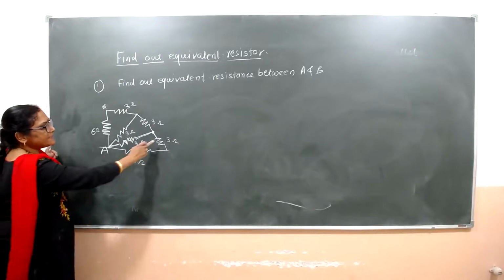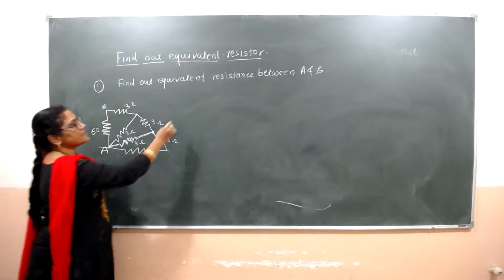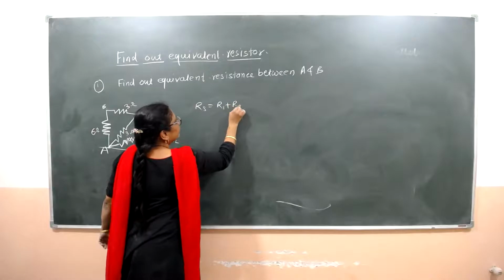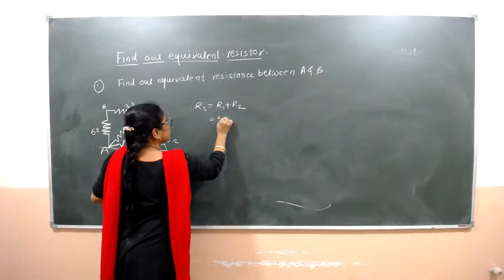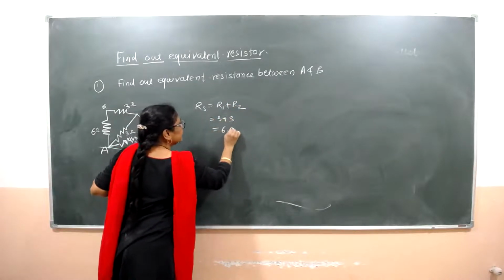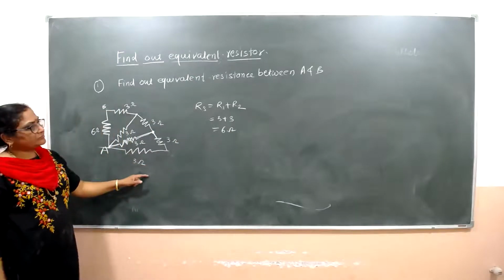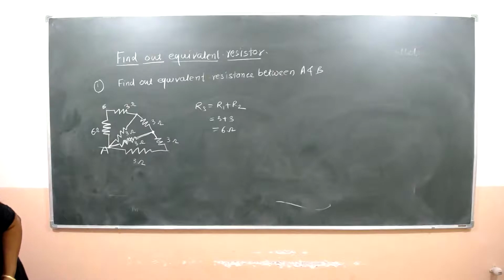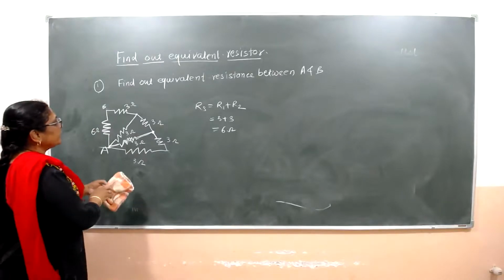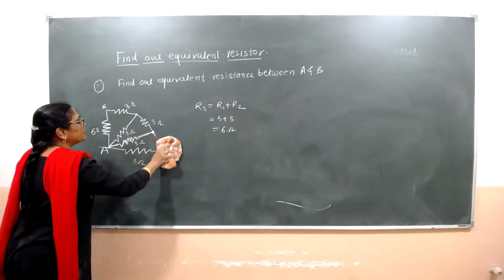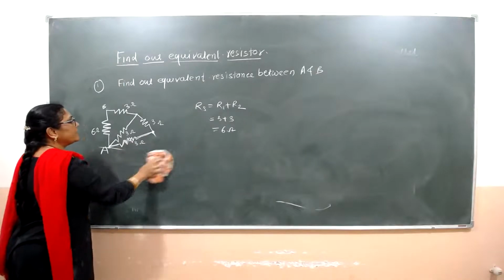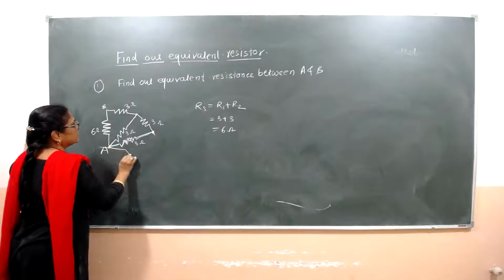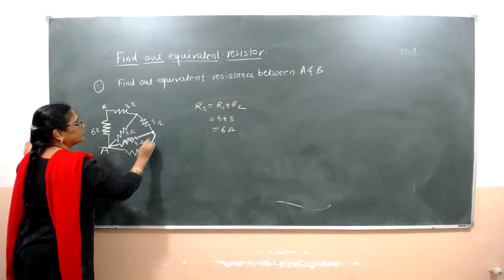Then here, first one, Rs is equal to R1 plus R2, that is 3 plus 3 is equal to 6 ohm. Then simplify. This 6 ohm is parallel to this 6 ohm.